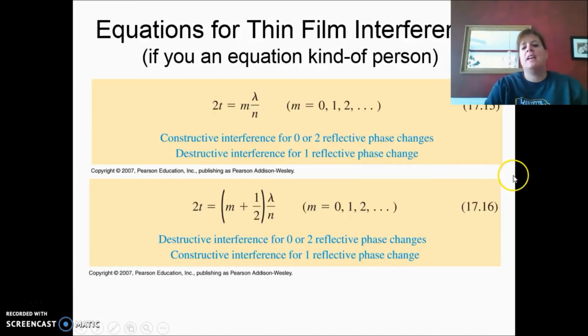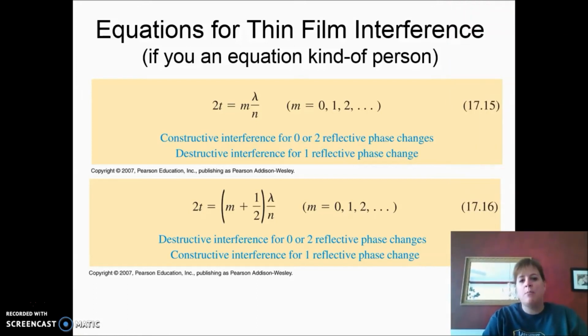Now, if you're an equation kind of person, the book has some equations, and this is what they look like. But I'm not an equation kind of person for this. In fact, I remember in college when I took physics, I went to ask the TA, I'm like, how on earth do you do these thin film things? I totally do not get it. I'm like, which equation am I supposed to use? I mean, is this constructive or destructive? Is it 1 or 2 phase changes?